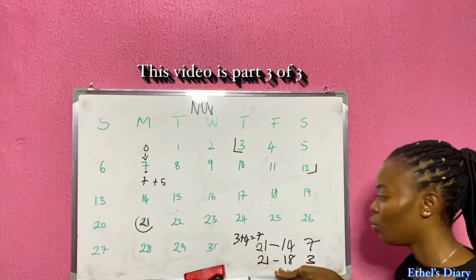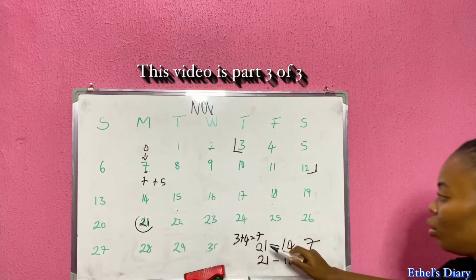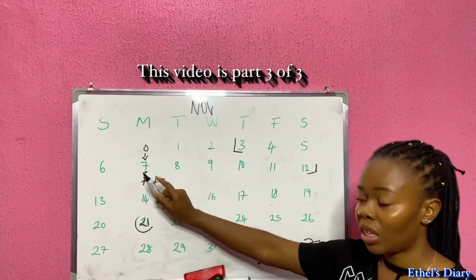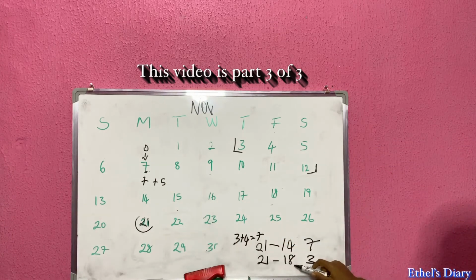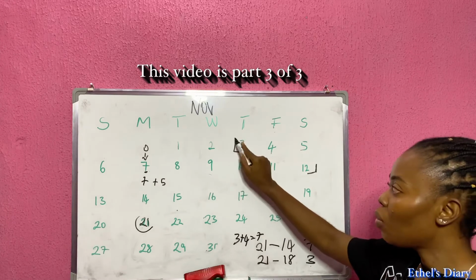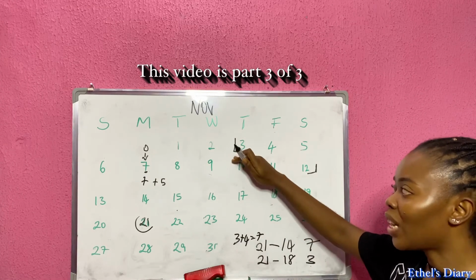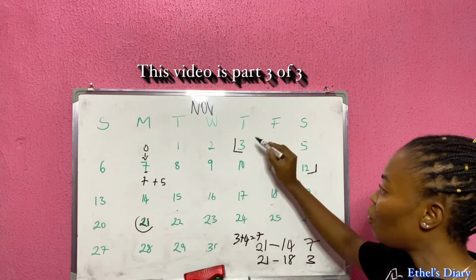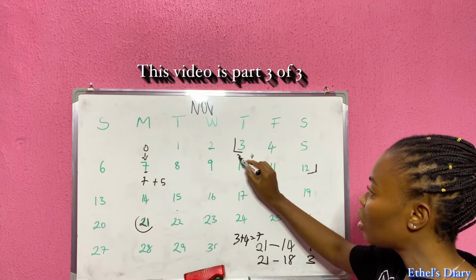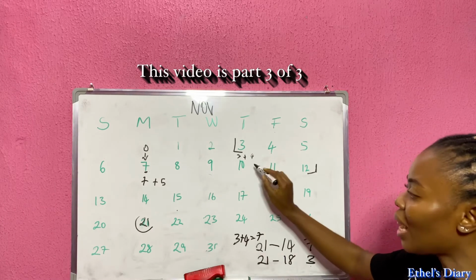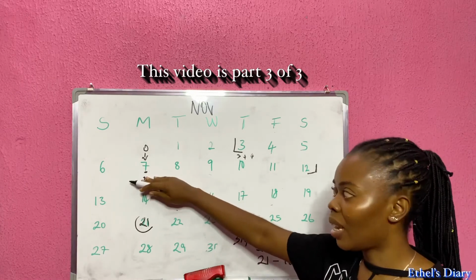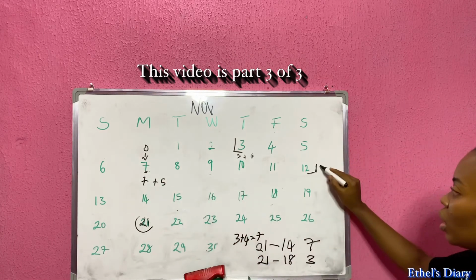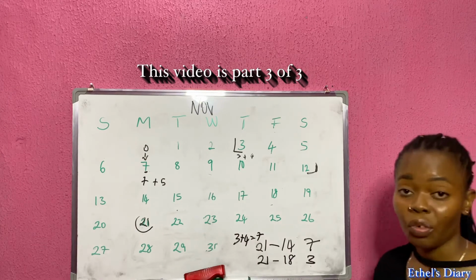You use this formula. 21-day cycle, you do 21 minus 14, it will give you 7. That is your possible date of ovulation. Then you do 21 minus 18, it will give you 3. That will be the 3rd, the beginning of your fertile window. Then you add 4 plus 3, it will give you 7, confirming the day of your ovulation. Then add 5 to 7, it will give you the end of your fertile window.